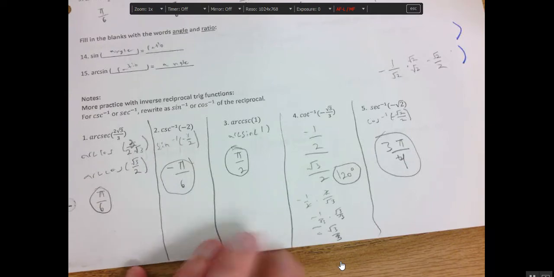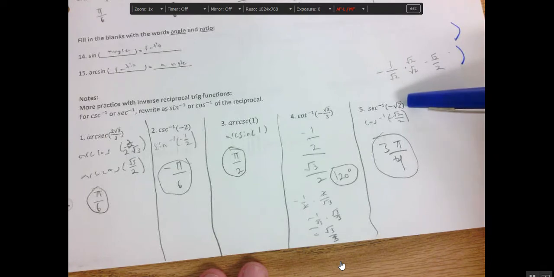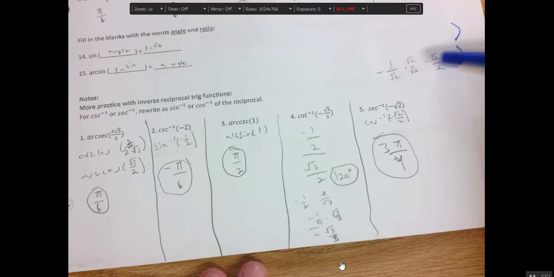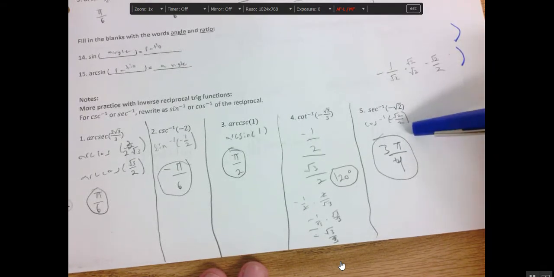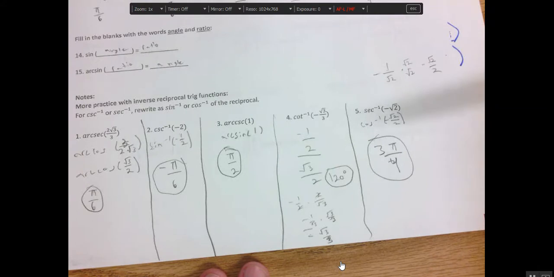Okay, then for number 5, he changed inverse secant to inverse cosine and took the reciprocal of negative root 2, which he did the work up here, but it's negative root 2 over 2. And then he figured out the answer has to be between 0 and pi, so this would be a second quadrant answer of 3 pi over 4.